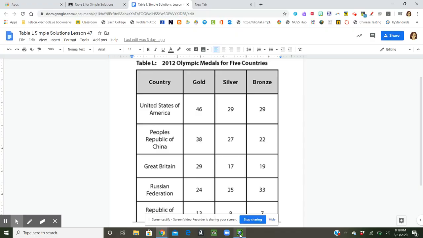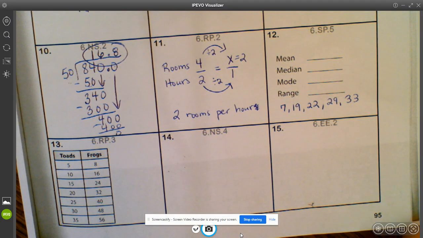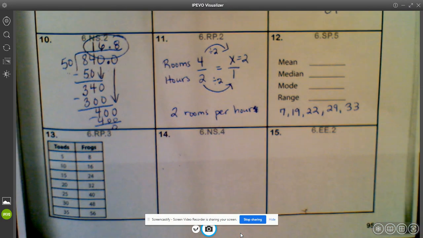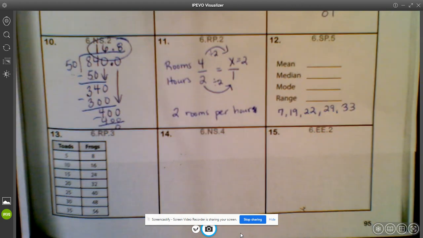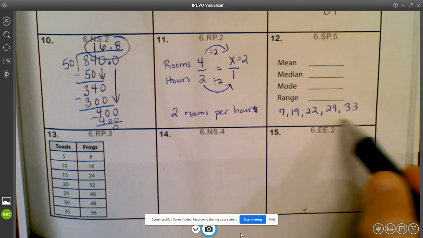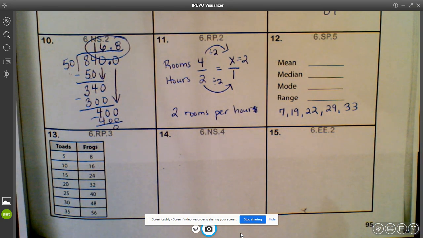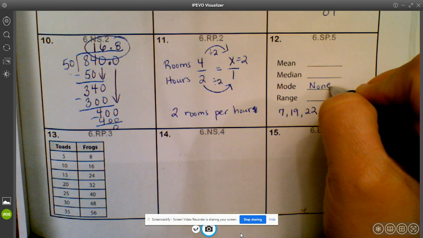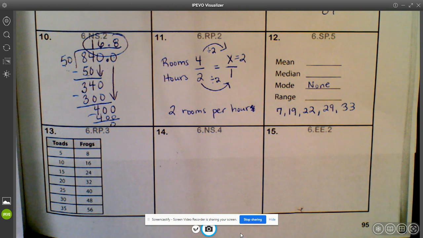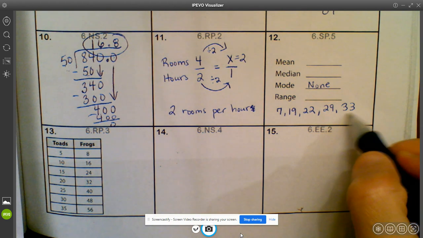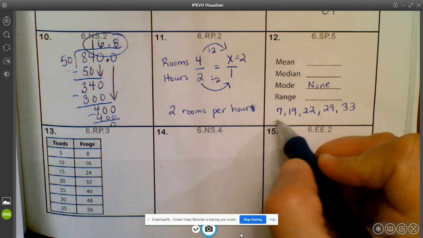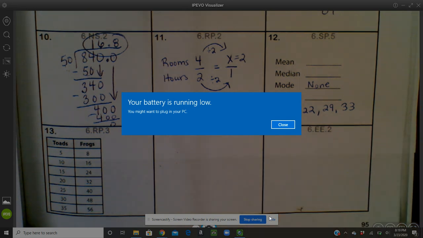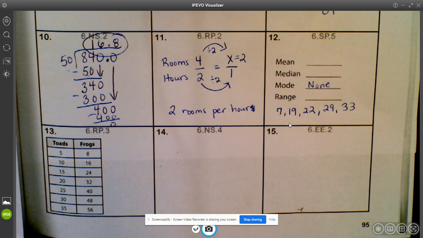So I'm going to switch back over to my other window, and here's where I wrote those down. So we can easily see the mode is the number that occurs the most in the data, and I do not see a mode, so we're going to write none for mode. The range, you're going to take your largest number and subtract your smallest number to get the difference between the two.